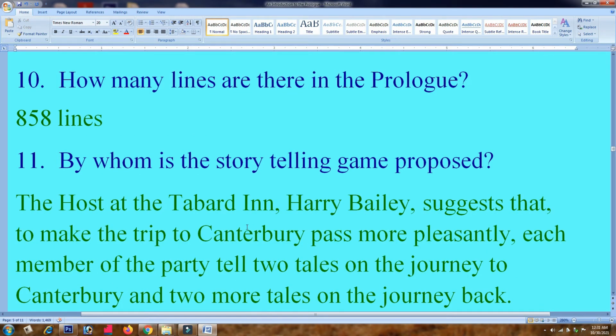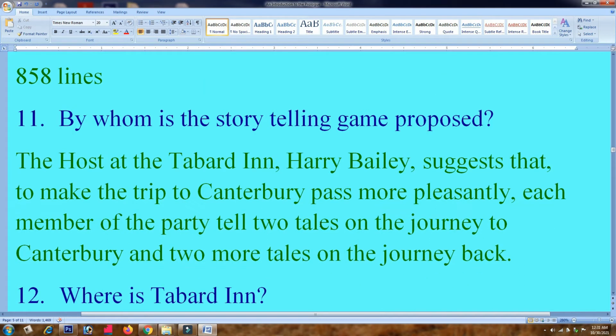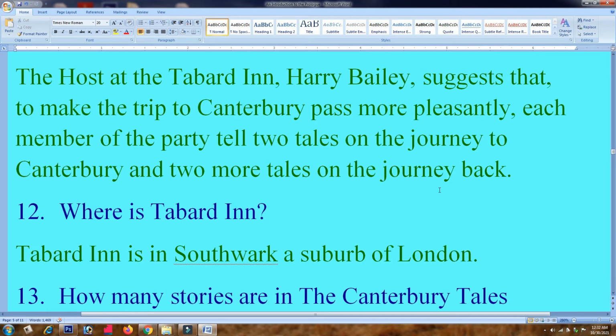By whom is the storytelling game proposed? The host at the Tabard Inn, Harry Bailey, suggests that to make the trip to Canterbury pass more pleasantly, each member of the party tell 2 tales on the journey to Canterbury and 2 more tales on the journey back. Tabard Inn is in the suburb of London.